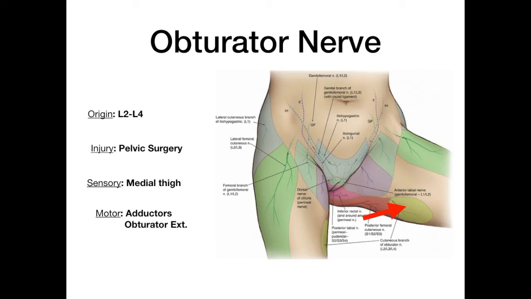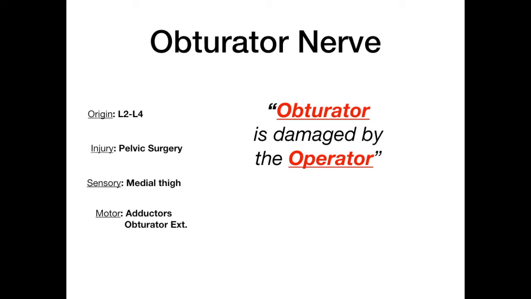Now, let's pause for a second. Before I even tell you the mnemonic, it should be pretty obvious that the obturator nerve innervates the obturator externus. After all, it has obturator in the name. But just in case you need a mnemonic to memorize the mechanism of injury, what I want you to memorize is that the obturator is damaged by the operator.